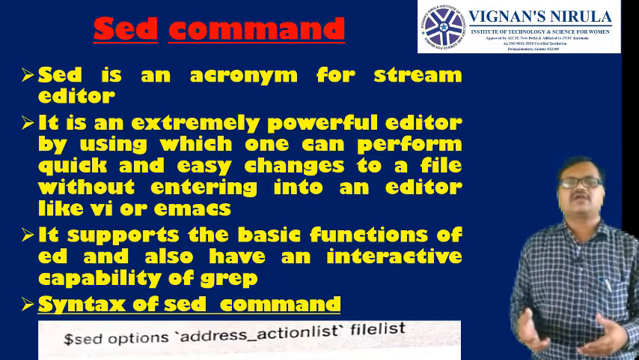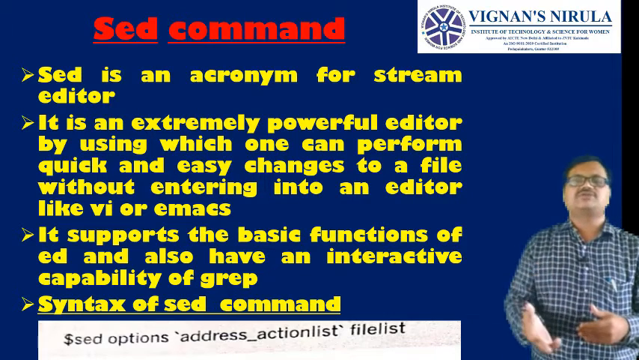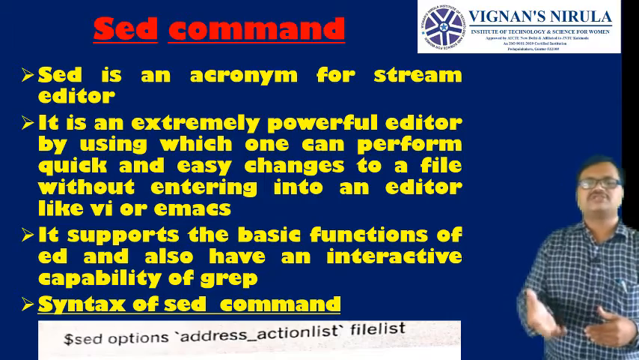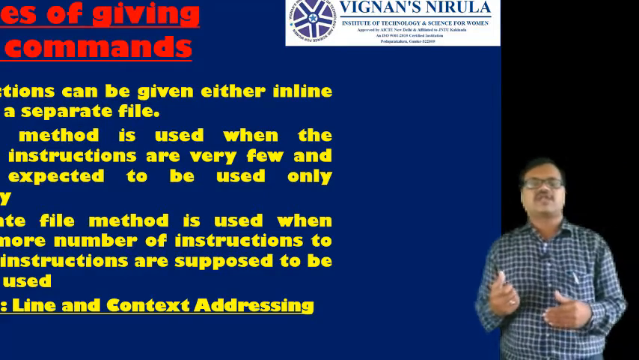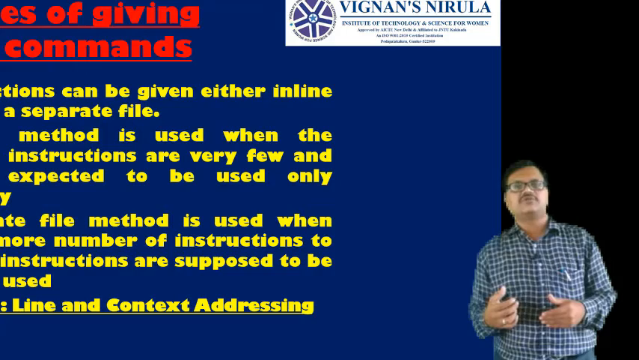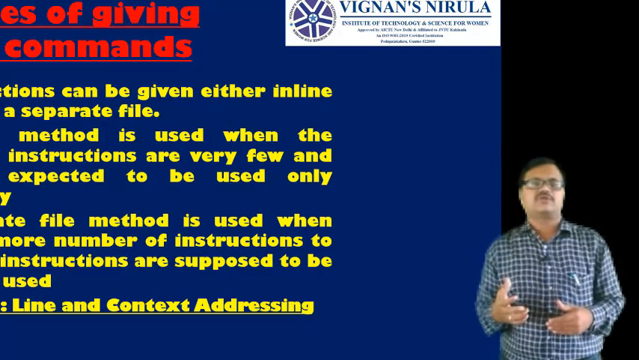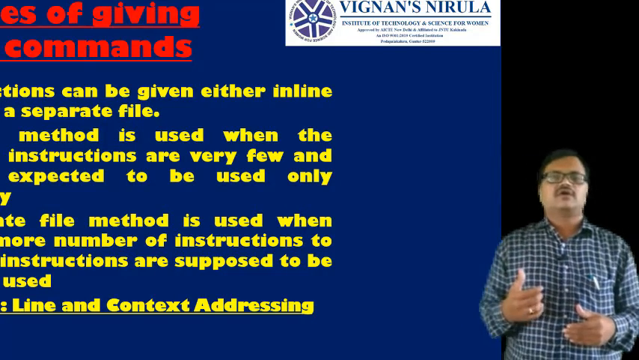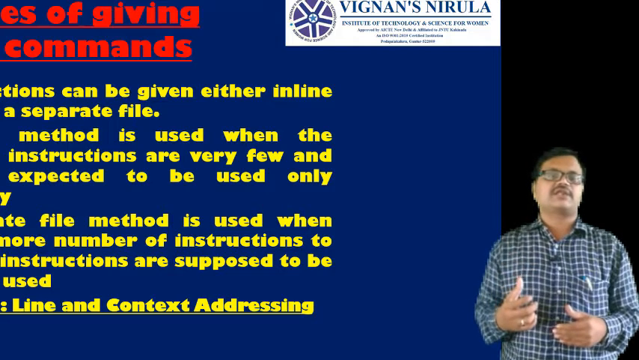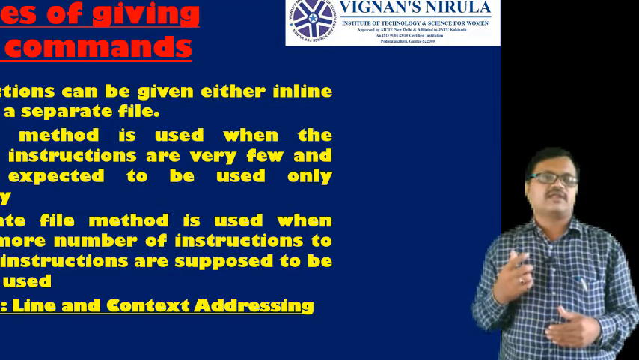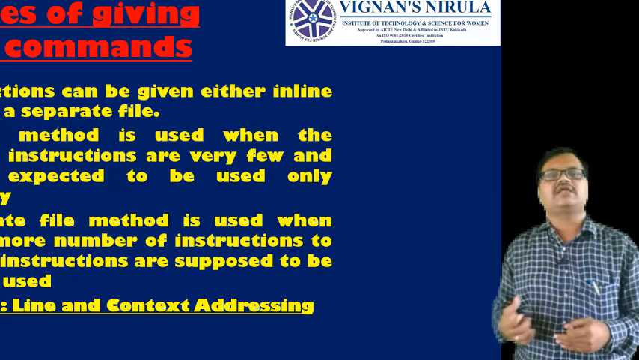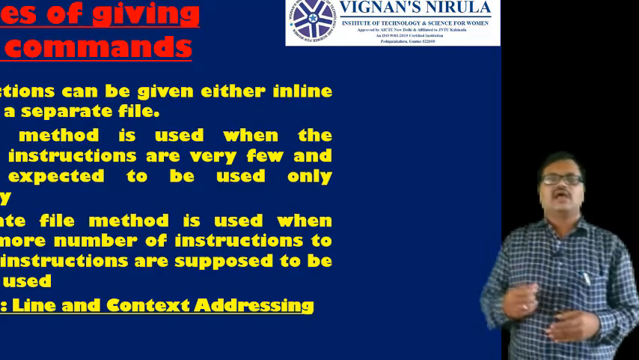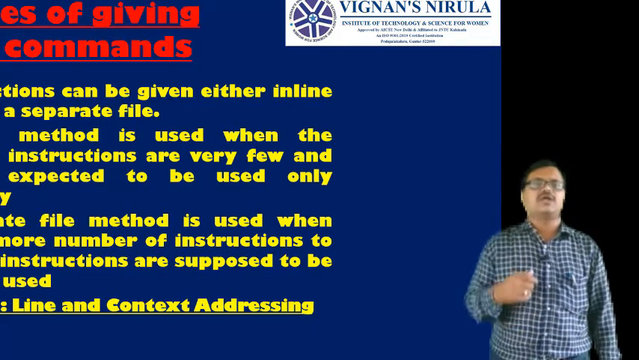In the case of line addressing, we give line numbers to pick up the lines. Whereas in the case of context addressing, we give the patterns. That means we give the patterns to search for a particular line in a file and display the line containing the pattern. So this is about context addressing.